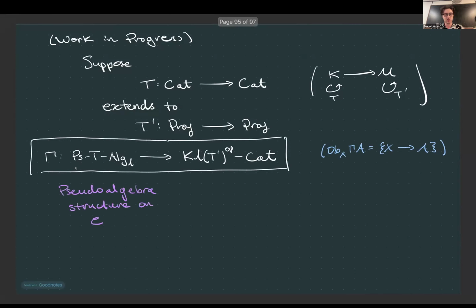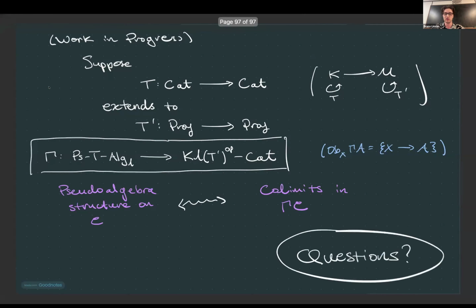And the expectation, once all of the details have been sorted out, is that there's an equivalence between giving pseudo-algebra structure on C and certain colimits existing in the corresponding enriched category. So that's just an indication as to the ultimate ambition of all of this. And I think, have I timed it well? I'm actually 2 minutes early, so I'm going to stop there for questions.